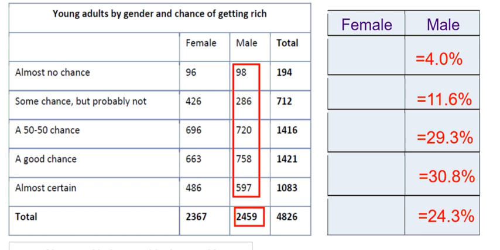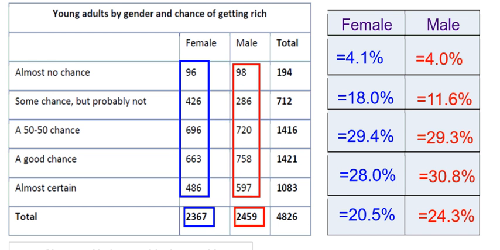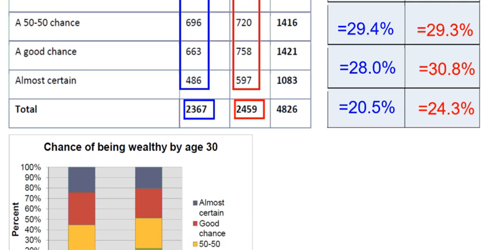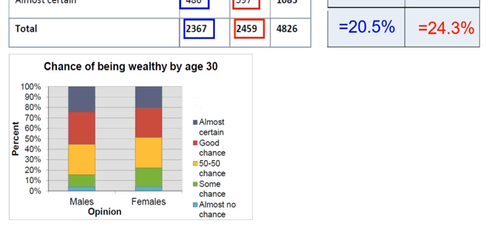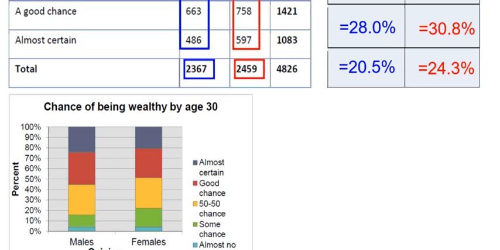So I'm going to get all of those percentages by dividing 98 by 2,459, dividing 286 by 2,459. I get these percentages. I'm going to do it also for females. I'm going to look at the female numbers, divide by 2,367, and get those percentages. This is what we would consider the conditional distribution, and then it's already graphed for you in this segmented bar graph. And then the last thing we would want to do is to analyze that relationship.